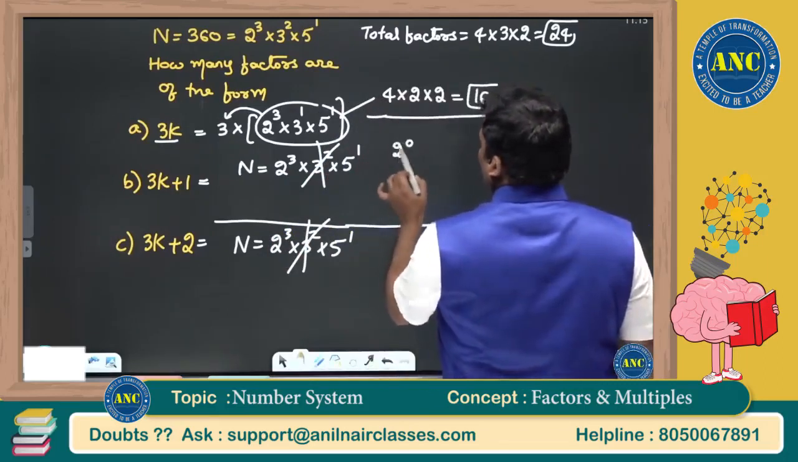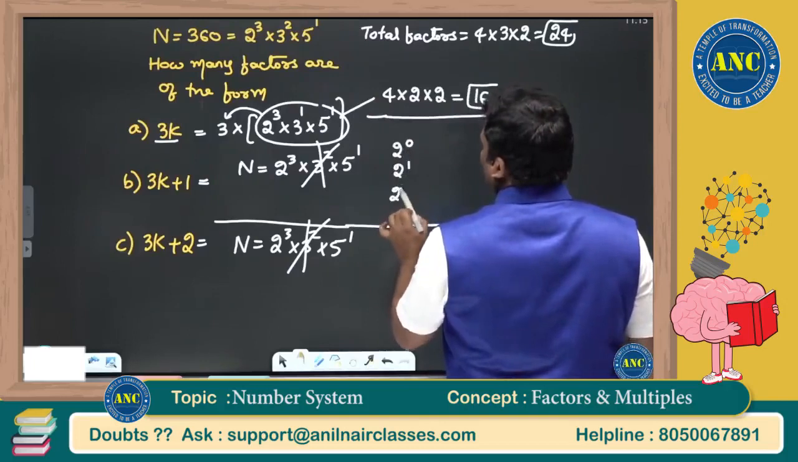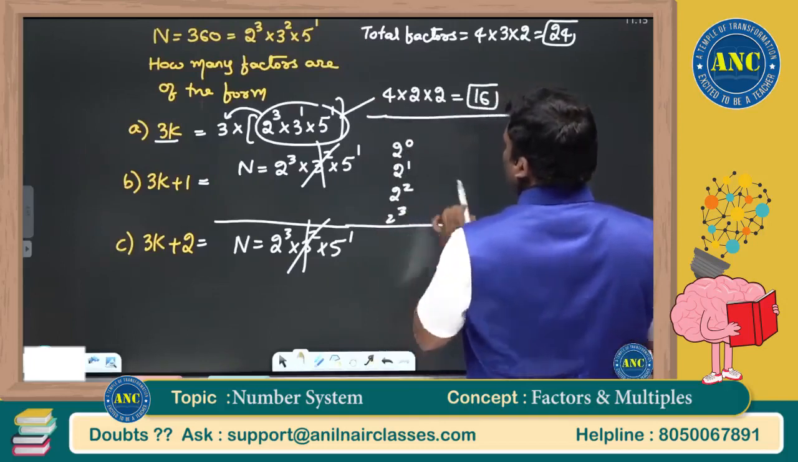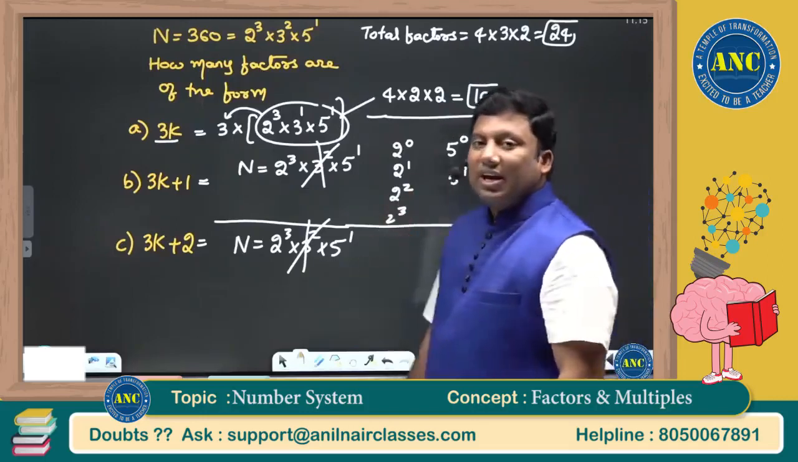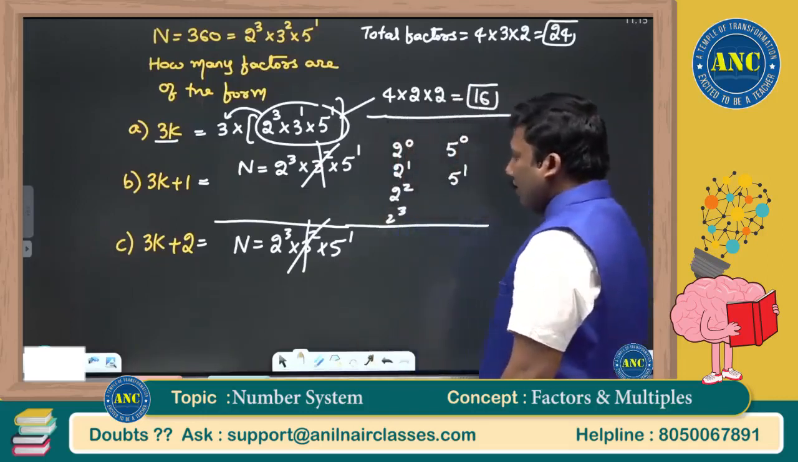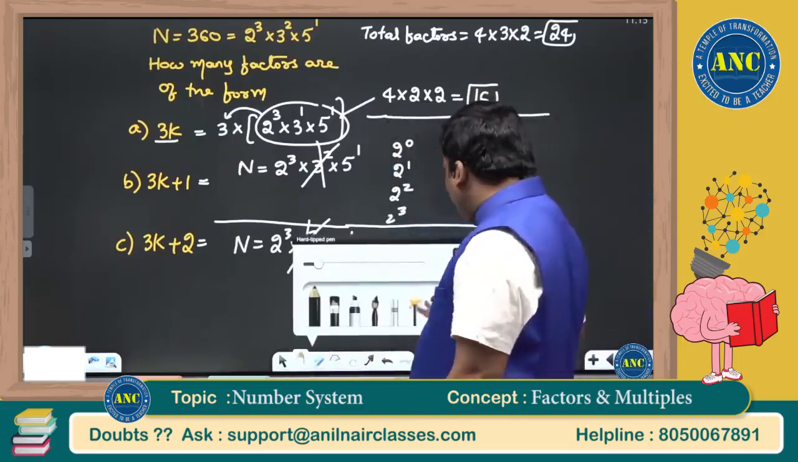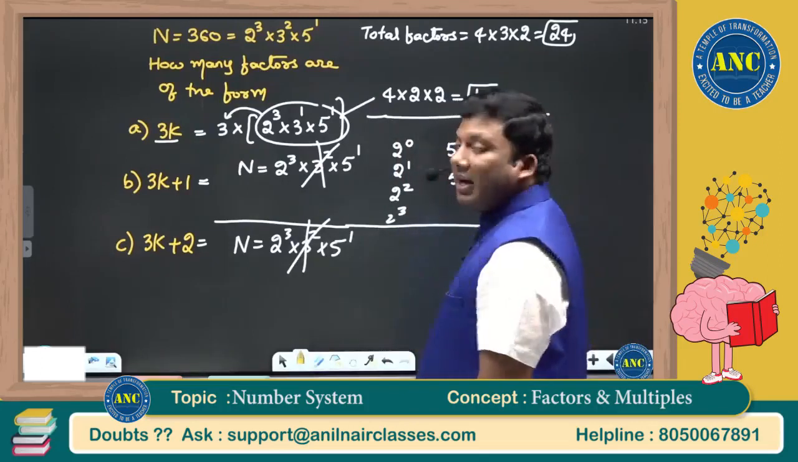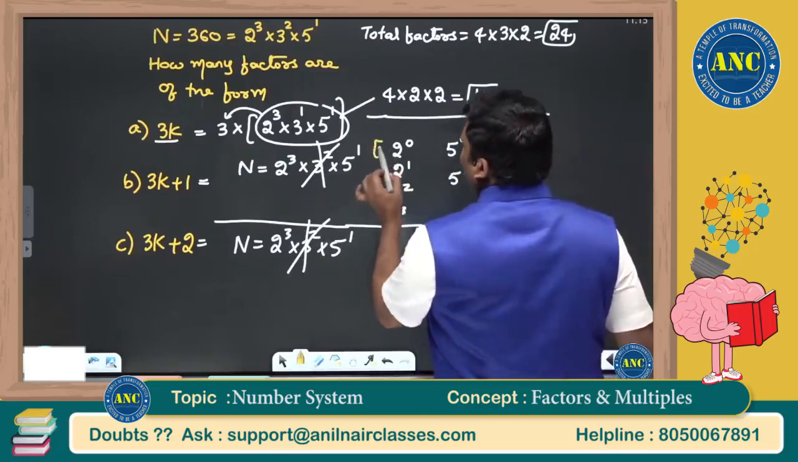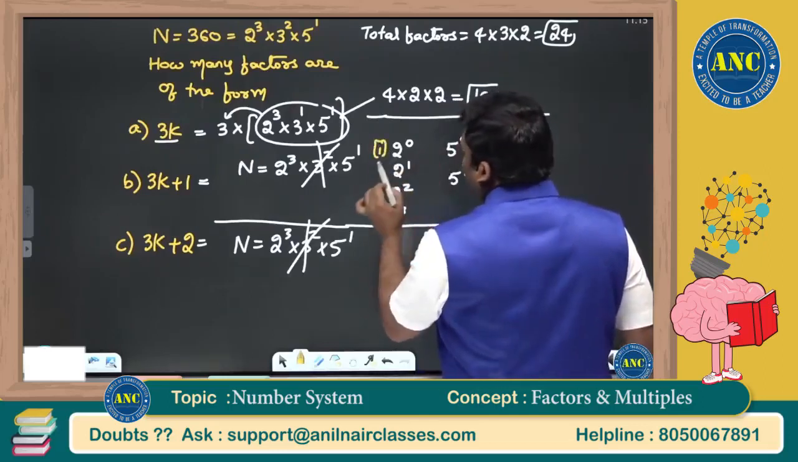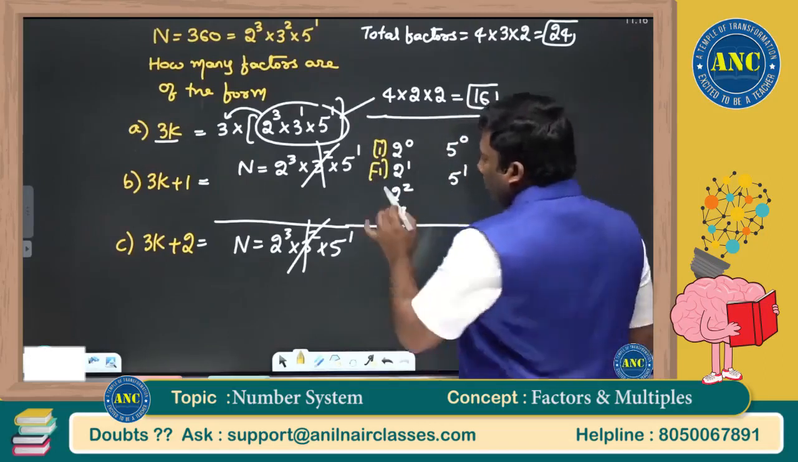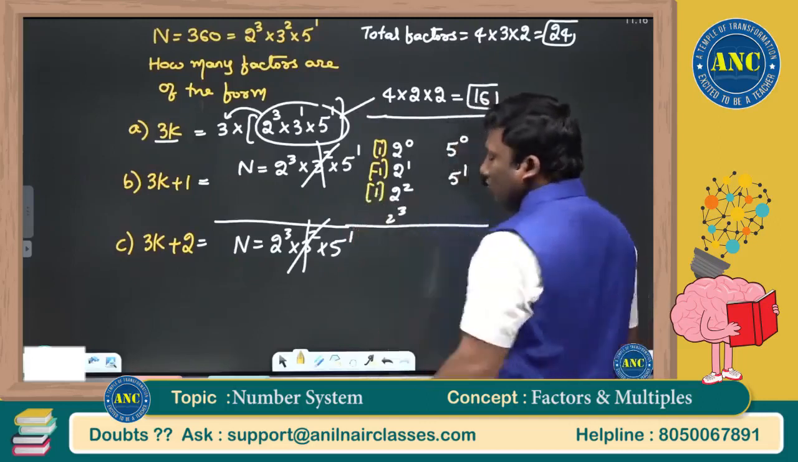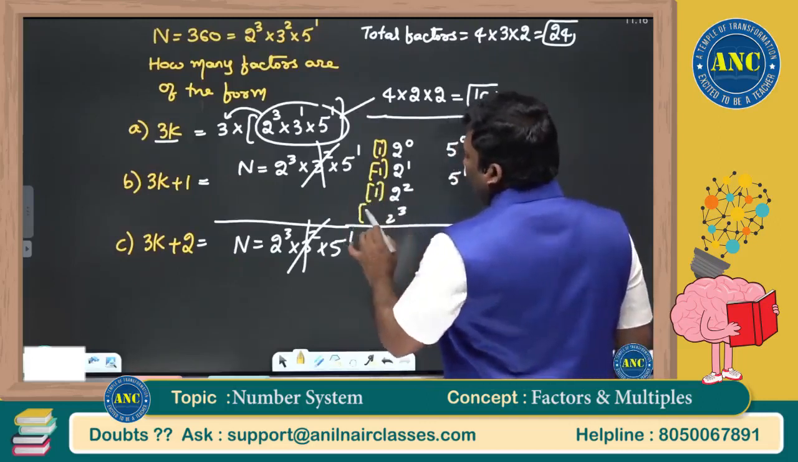This is 2 power 0, 2 power 1, 2 square and 2 cube; 5 power 0, 5 power 1. The powers of 3 are all eliminated. What is it that we require? 3k plus 1. Divide every number by 3. 1 divided by 3, remainder 1. 2 divided by 3, remainder minus 1. 4 divided by 3, remainder 1. 8 divided by 3, 3 3s are 9, remainder minus 1.